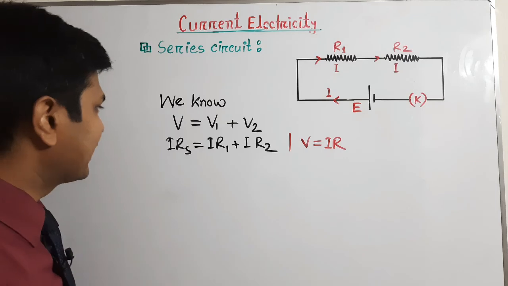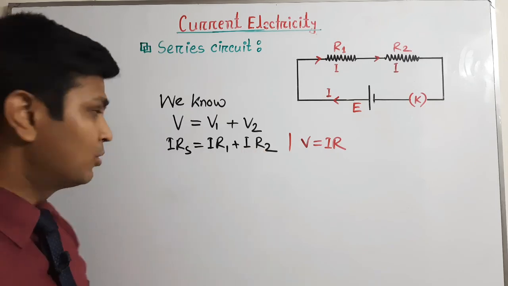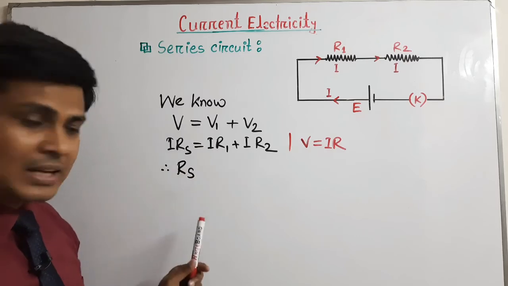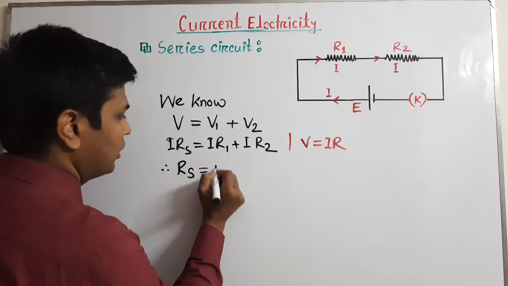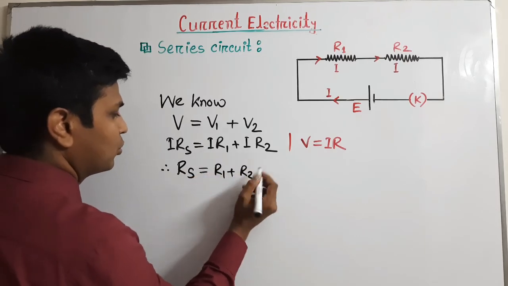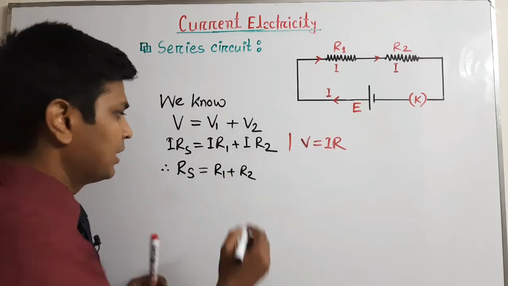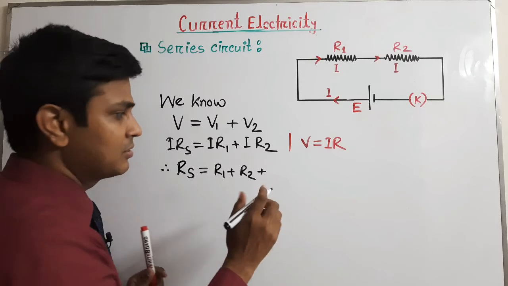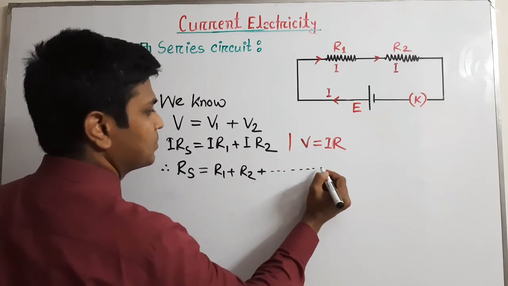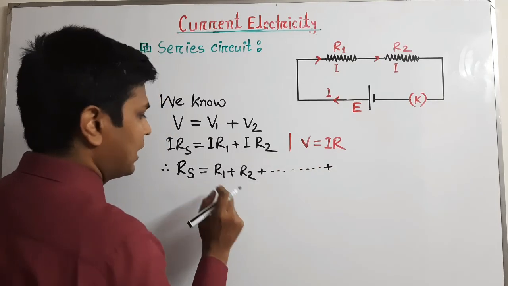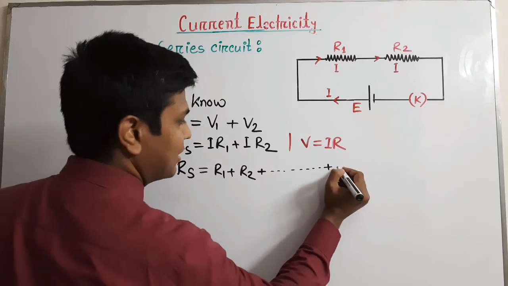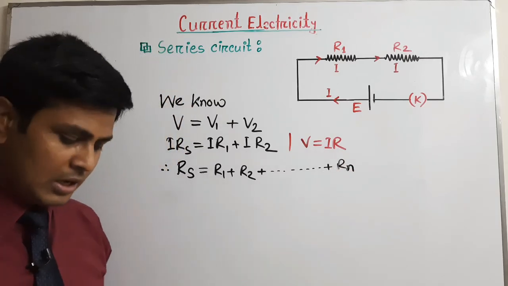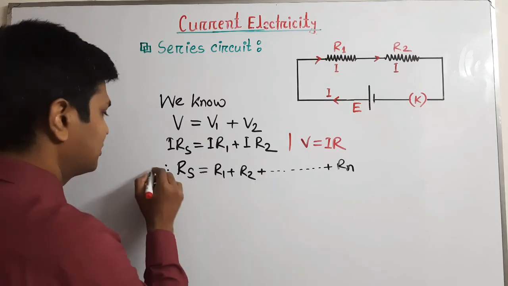Now, if we take I common from both sides and cancel it out, then we get the equivalent resistance of the series circuit, RS, which is R1 plus R2. We have only two resistances here, but if we arrange three or more resistances, we will write this formula in a series pattern: RS equals R1 plus R2 plus R3 plus dot dot dot plus Rn. So this is the formula to calculate the equivalent resistance of the series circuit.